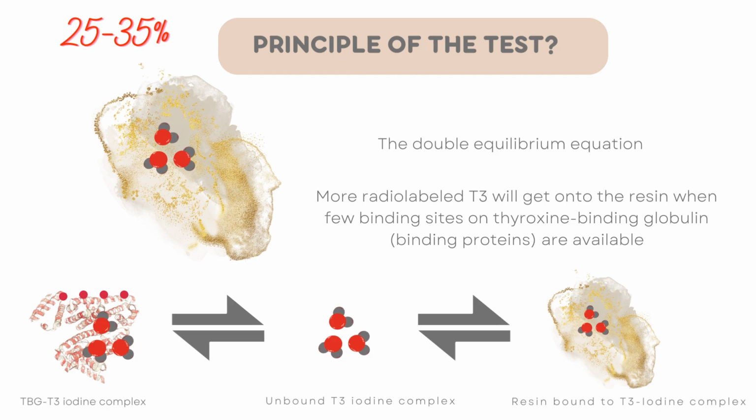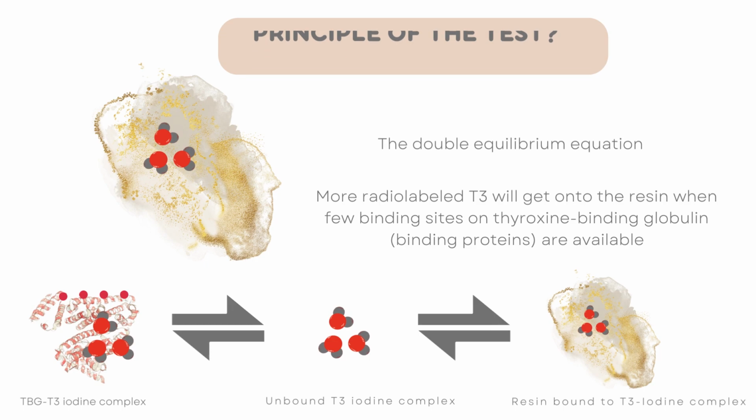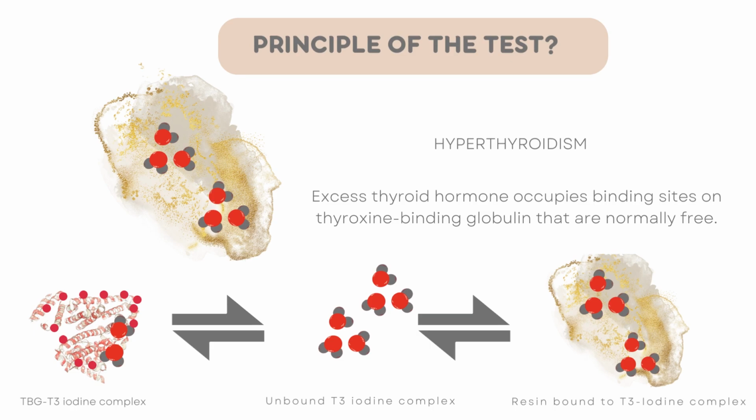Inspection of the double equilibrium equation shows that more radioiodine labeled T3 will go onto the resin when few binding sites on thyroxine-binding globulin are available. This is the case in hypothyroidism, since the excess thyroid hormone occupies binding sites on thyroxine-binding globulin that are normally free in normal physiology. As a result, a decrease in free binding sites occurs when the amount of binding protein in plasma is diminished, or when binding sites are occupied by a drug such as salicylate.